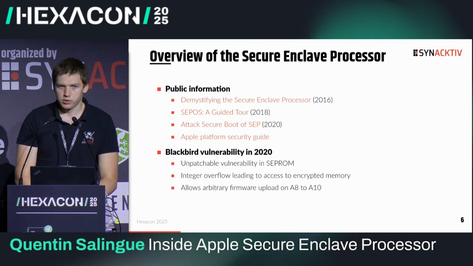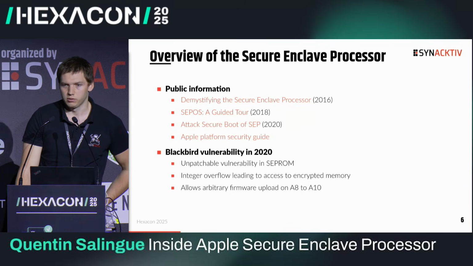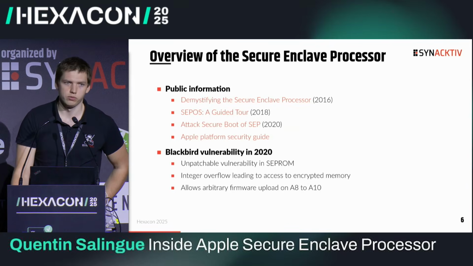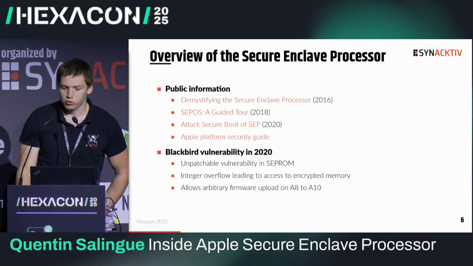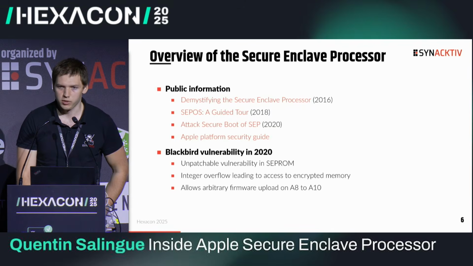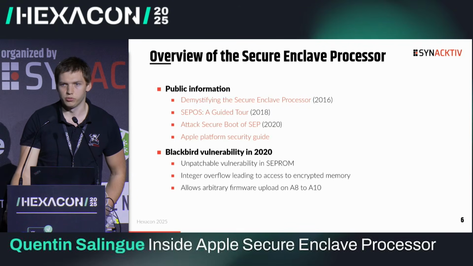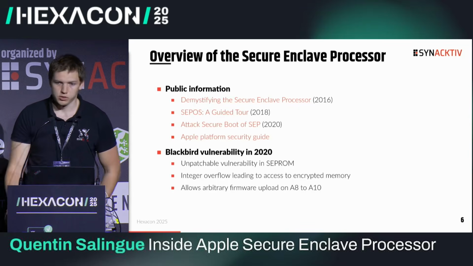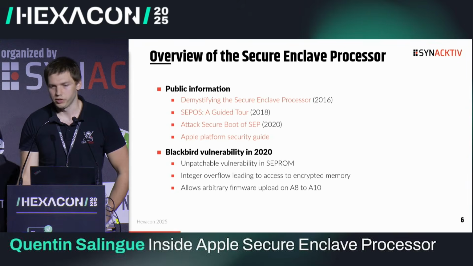The last vulnerability that was discovered in the SEP is the Blackbird vulnerability in 2020. It's an unpatchable vulnerability in the SEP ROM. It was an integer overflow that led to access to the encrypted memory. I won't go into the details of how the vulnerability works, but because of the integer overflow, the SEP ROM used memory that was not protected, and so that led to access to this memory and finally arbitrary firmware upload on some iPhones.